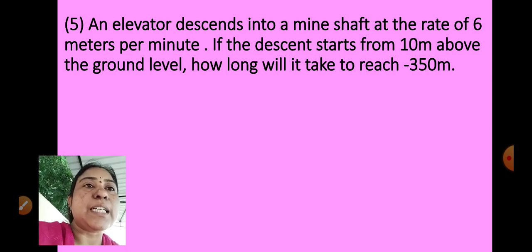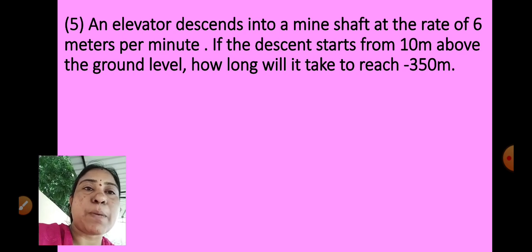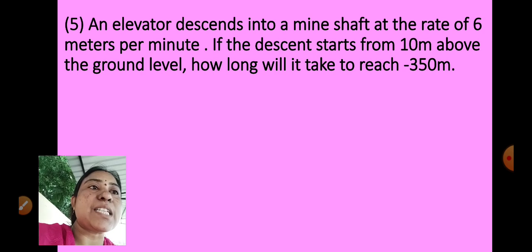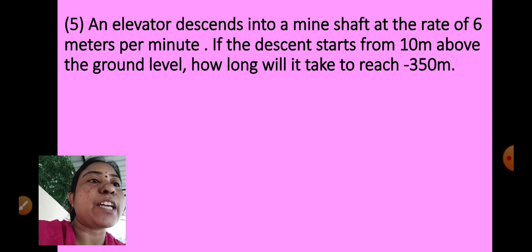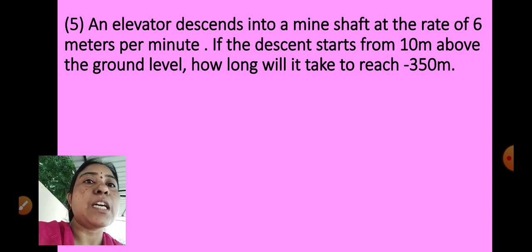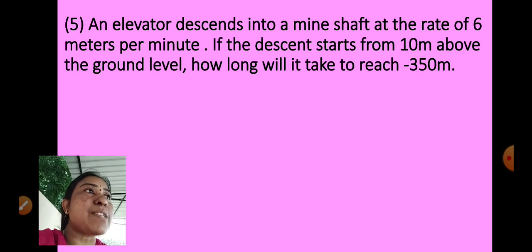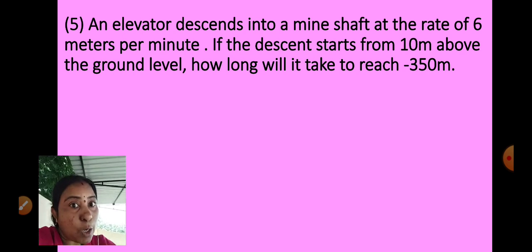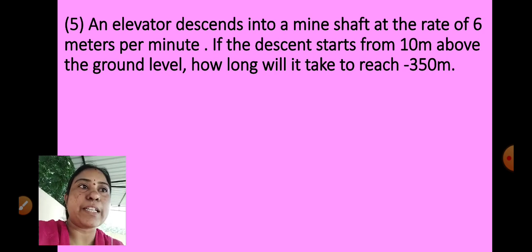An elevator descends into a mine shaft at the rate of 6 meters per minute. If the descent starts from 10 meters above the ground level, how long will it take to reach minus 350 meters? Means one elevator means it moves from the downside of the earth, that is, an elevator is what travels inside the earth. It goes from the ground into the depths.